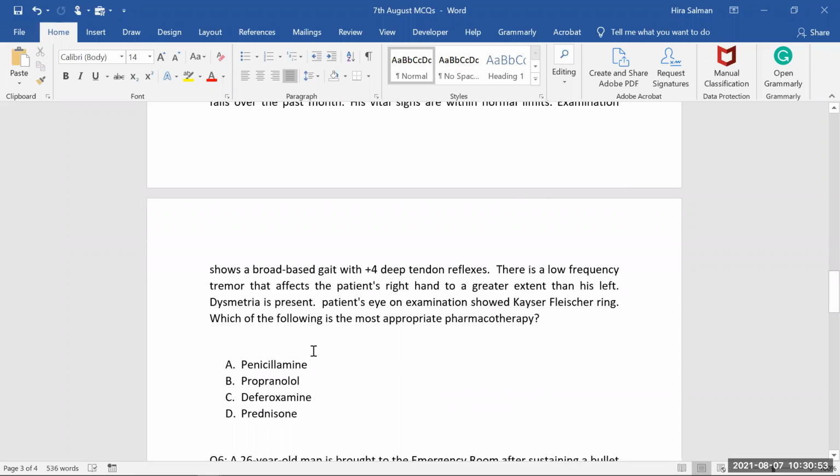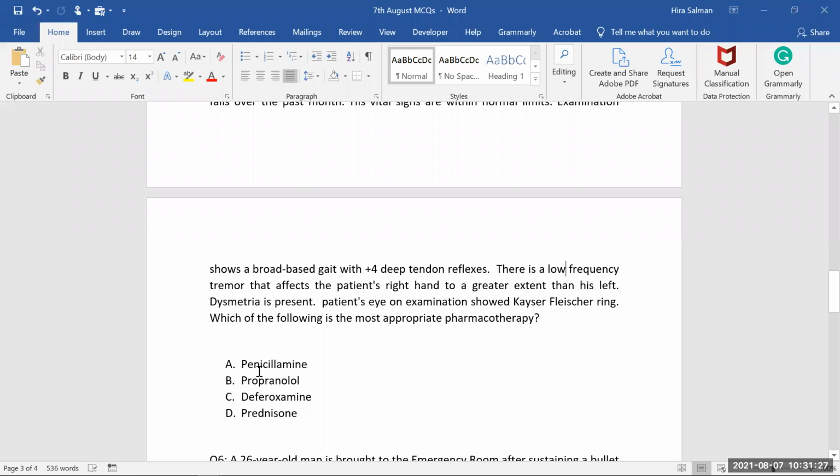Now what they're asking is, which of the following is the most appropriate pharmacotherapy? What are you going to do? If Kayser-Fleischer ring is there, then from the diagnostic point of view as well, you will give penicillamine to this patient and check whether the copper excretion is increased or not. If copper excretion is increased, it means this is truly Wilson's disease. So penicillamine is not just a treatment, but it also helps you in the diagnosis of Wilson's disease.